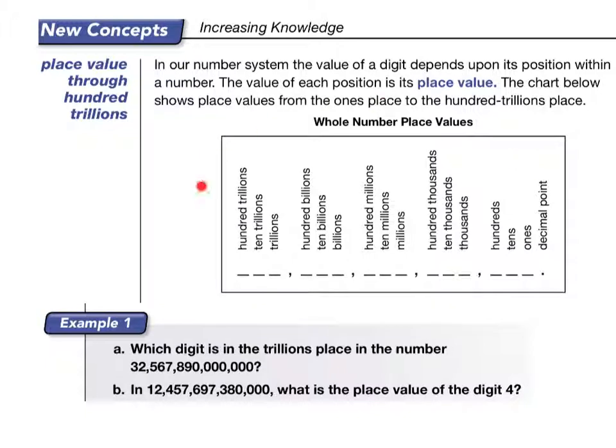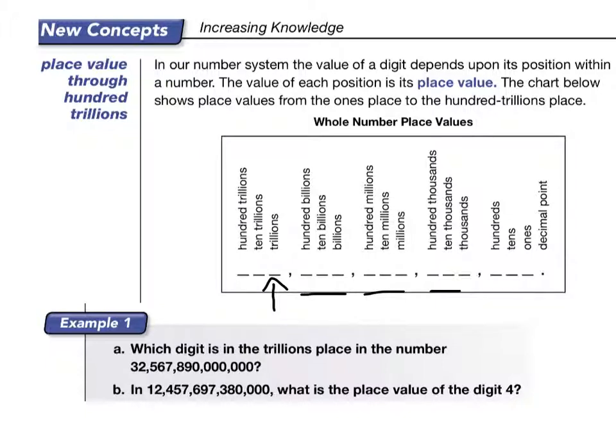All right, after you've written that down, let's go over here to example 1. Write down example 1. It says, which digit is in the trillions place in the following number? So write the problem down, and then we want to identify which digit is in the trillions place. We can see in our chart up here that the trillions place is right there. So you could count how many places over it is. So here's 3, then 6, 9, 9 plus 3 is 12.